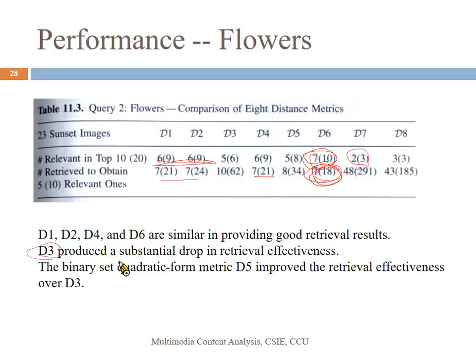D3 produces a substantial drop. Remember that D3 uses the binary set representation, which causes a substantial performance drop. And the binary set quadratic form D5 improves the retrieval effectiveness over D3. So if we take the quadratic form rather than the Minkowski form, it can be improved a lot if we only consider binary representation.